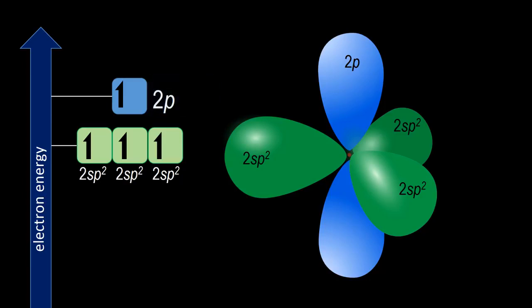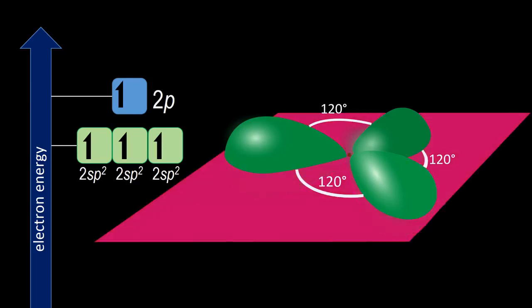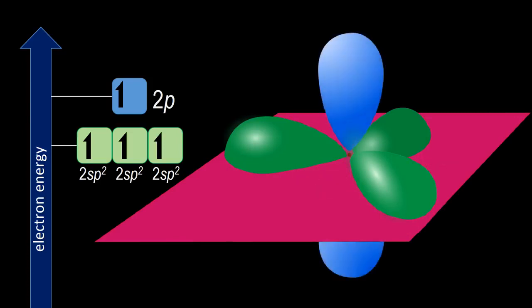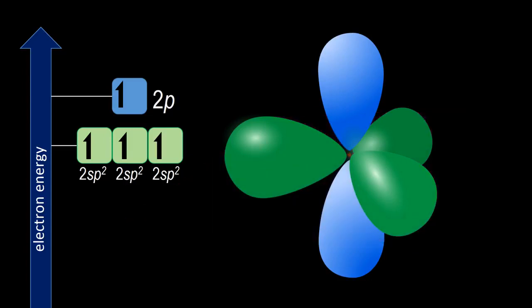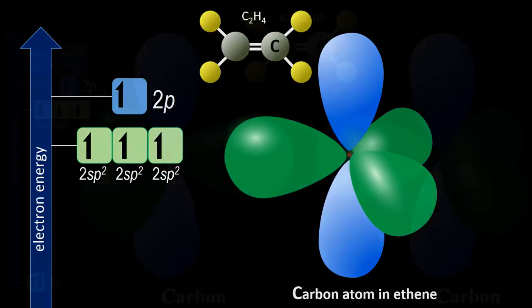The 2sp2 hybrid orbitals exist in a plane perpendicular to the unhybridized 2p orbital. Let's remove the 2p orbital for now to more easily see that. The 2sp2 hybrid orbitals are spread out at a 120-degree angle, which means that they exist in a plane, and the plane is perpendicular to the unhybridized 2p orbital. So this is what both carbon atoms do when bonding occurs in ethene.